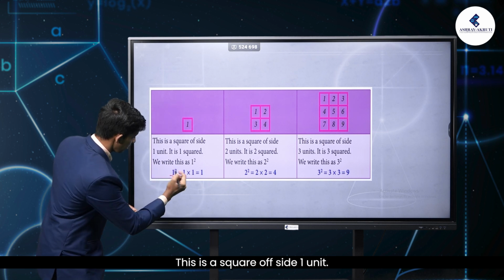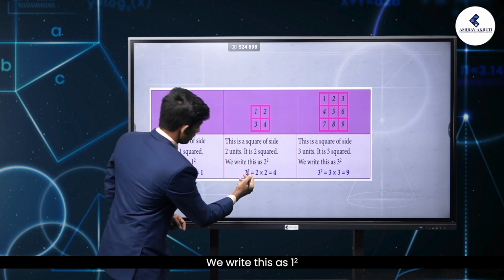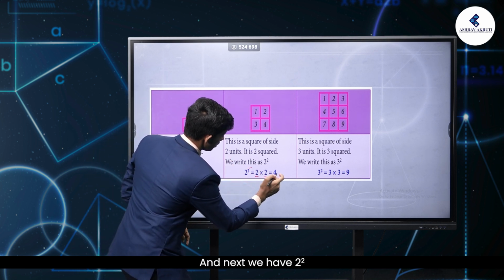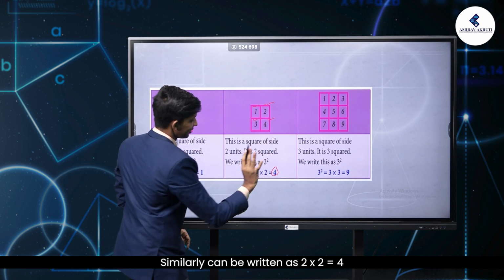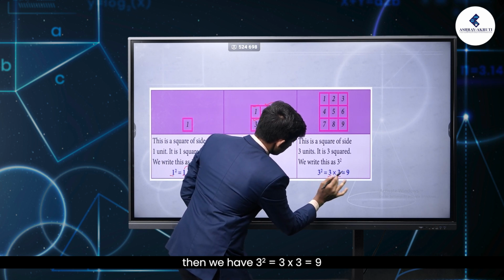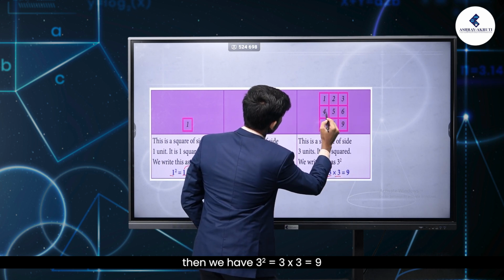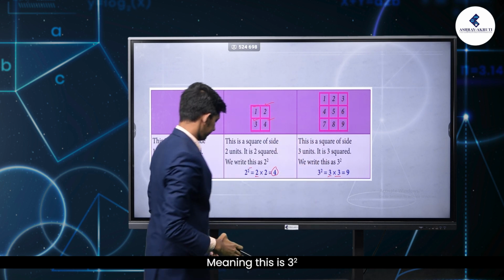This is a square of side 1 unit. It is 1 squared. We write this as 1 square equals 1 into 1. And next we have 2 square, similarly, which can be written as 2 into 2 is equal to 4. And then we have 3 square, which is nothing but 3 into 3, which is equal to 9. Meaning this is a 3 squared.